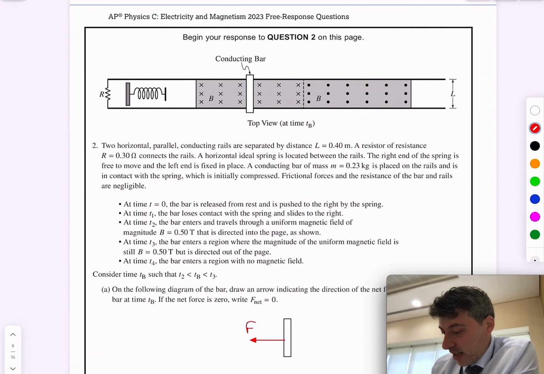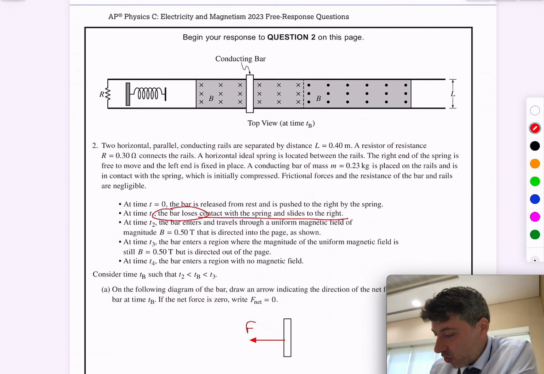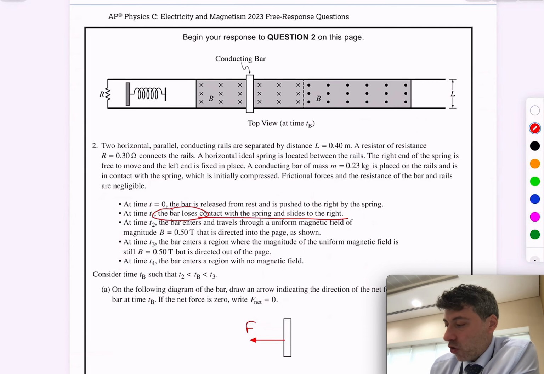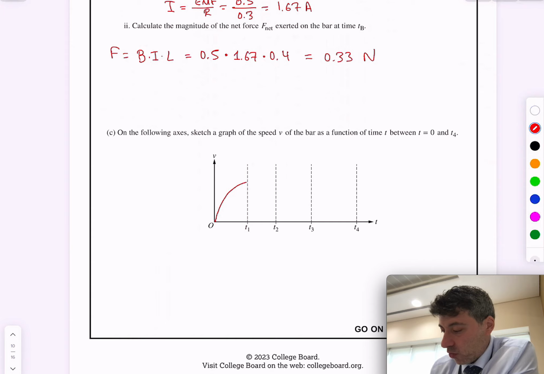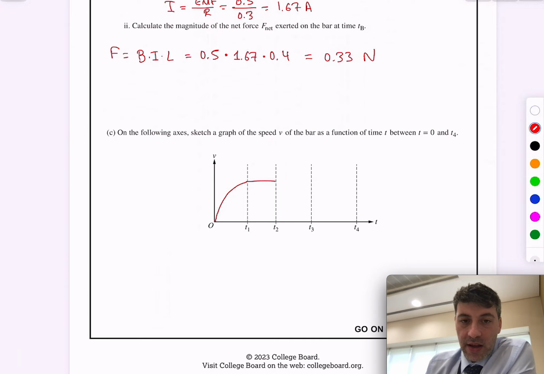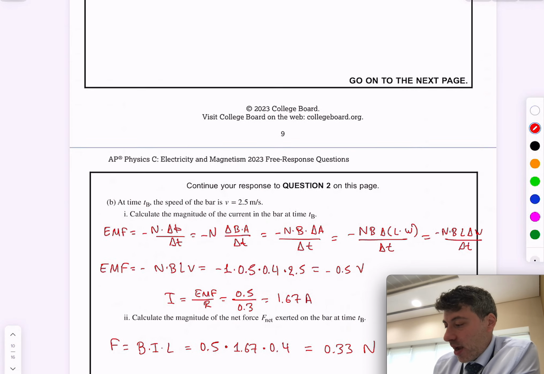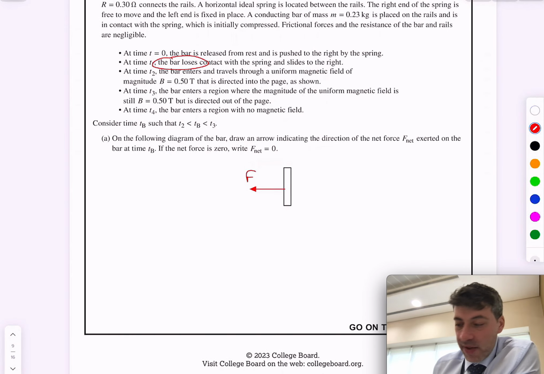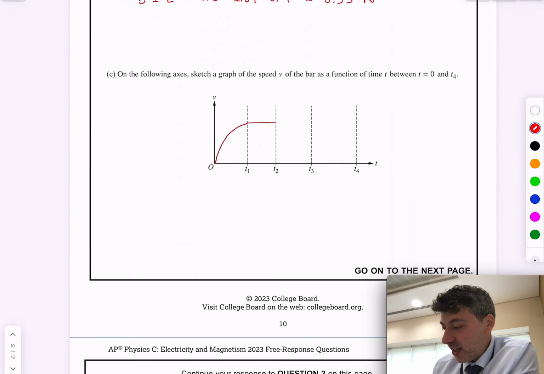Later, after it becomes detached from the spring, after it loses contact, it just slides to the right. Now we need to see if we have friction or if he tells us something about this. Now we can assume that there is negligible friction. Yes, frictional forces are negligible. So after it loses contact with the spring and until it enters the magnetic field, the speed remains constant. And later there is a force to the left, and this force will tend to decrease the speed.